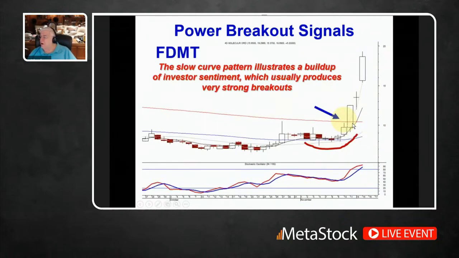This is what we call a slow curve. You can see the slow buildup of investor sentiment. Doji's right on the 50-day moving average. We look for these patterns because this is a buildup of investor sentiment that usually results in a high profit trade setup. And where does it break out?